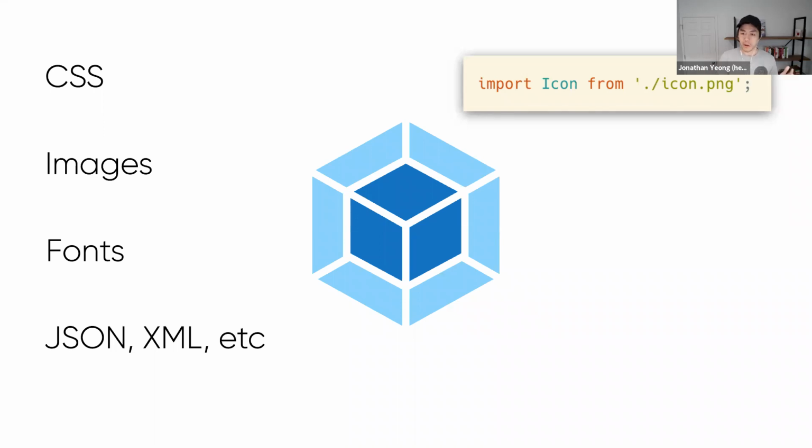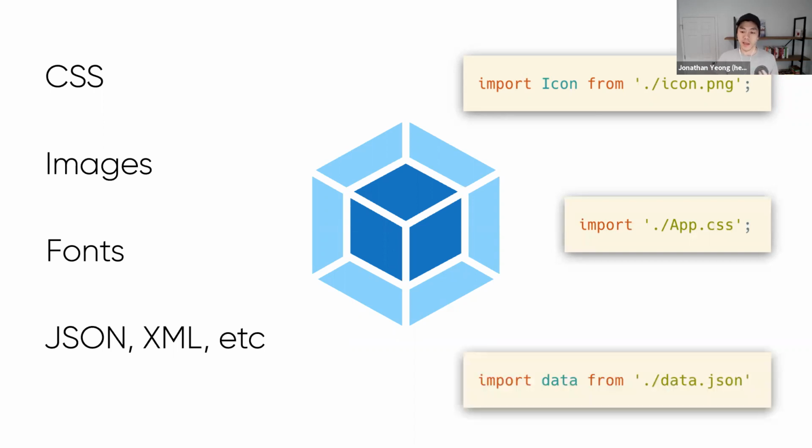So here we can import icon.png, we can import a CSS file into our JavaScript and import some data from data.json. Now, how the module bundler does this: it actually takes these files, builds them to some static path, and then it will populate those import statements using that static path.